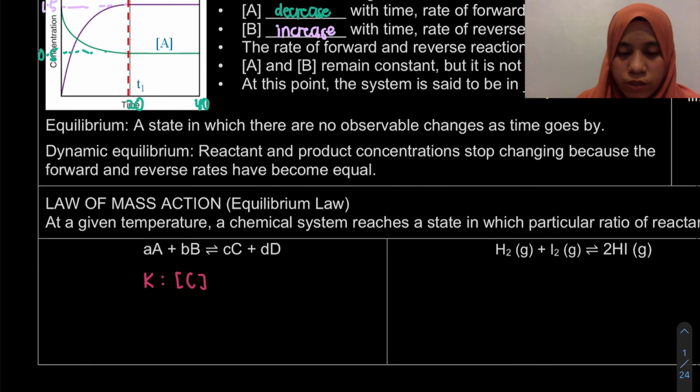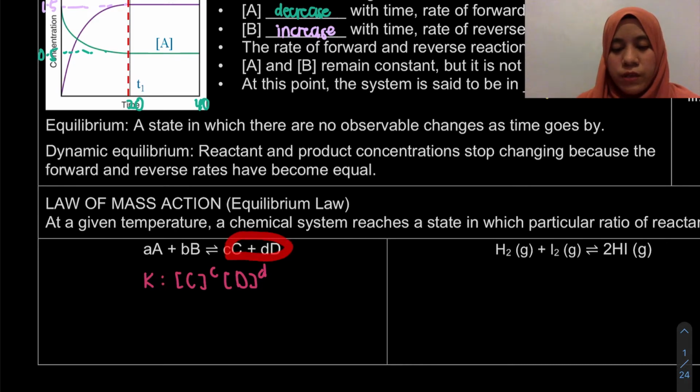So, concentration of C, our species is C, and the coefficient will become the power. Okay, and then for the product we also have D, so we have to do it for D as well. Okay, so we have written down the product. We're going to divide by our reactant. So the reactant is actually A and B.